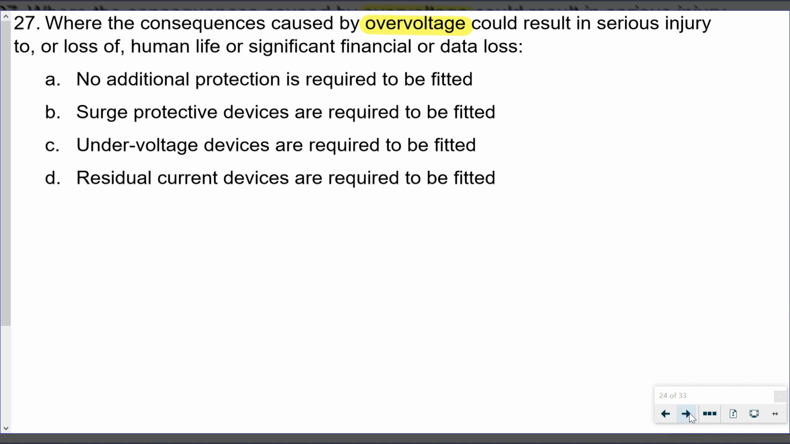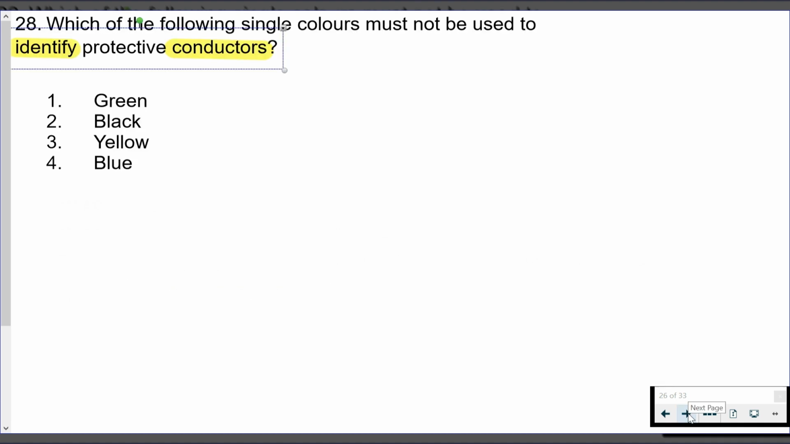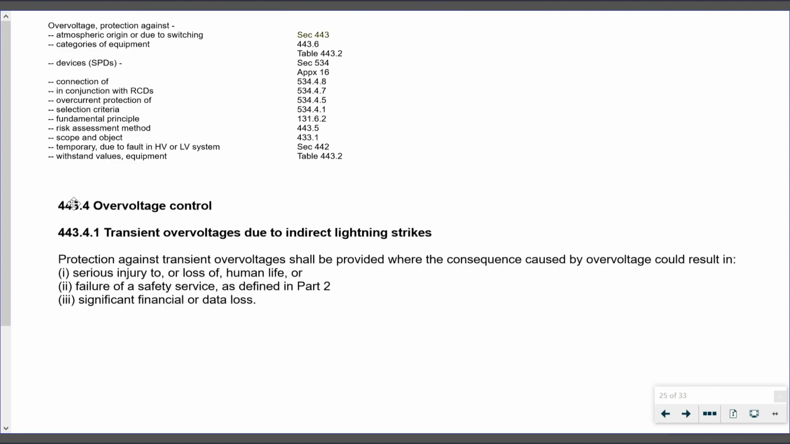So we're going to look at overvoltage. If we get into our index and we look at overvoltage, you'll see there we've got protection against overvoltage of atmospheric origin or due to switching. It takes us to section 443. Okay, so when we get into section 443, it says there 443.4 overvoltage control, transient overvoltage due to indirect lightning strikes. Protection against transient overvoltage shall be provided where the consequence caused by overvoltage could result in serious injury to or loss of human life or failure of a safety service as defined in part 2.